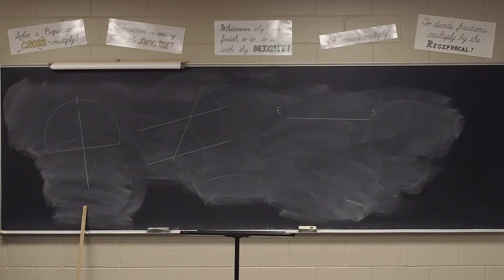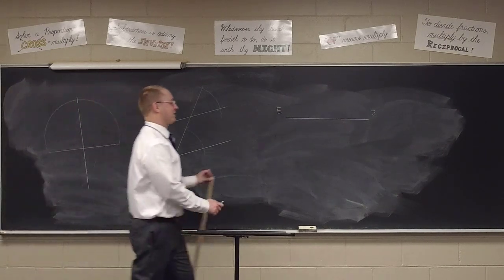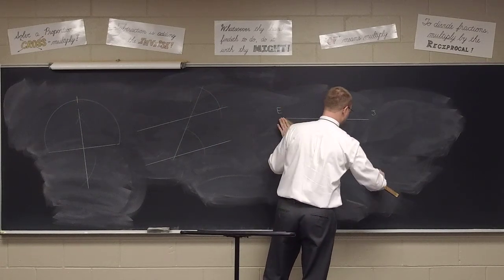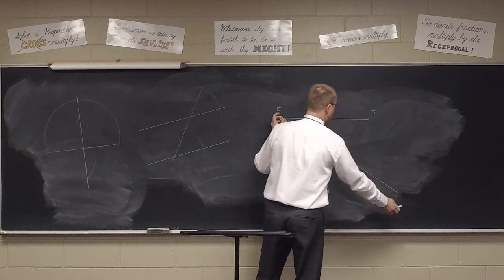Draw a line coming off E. All right, draw a long line coming off of E at an angle. Again, the longer the better. Make it nice and long. All right, then what?